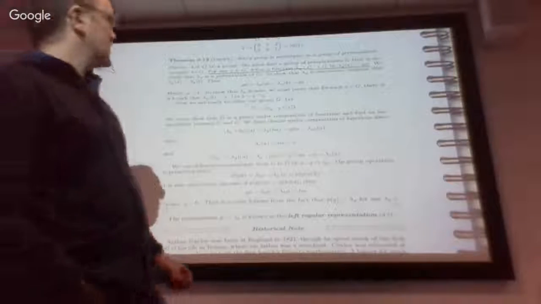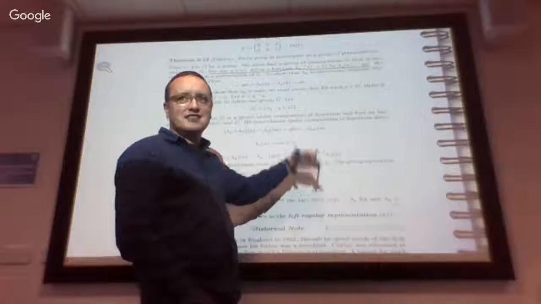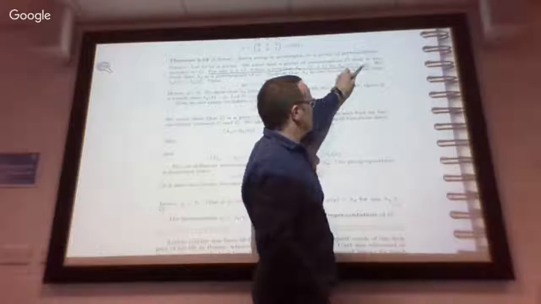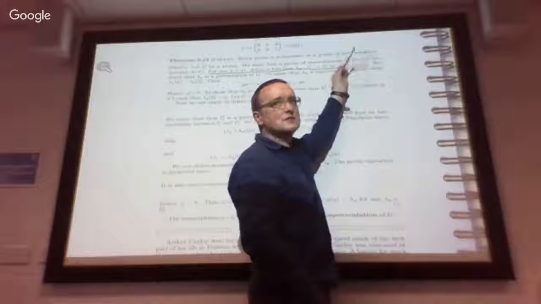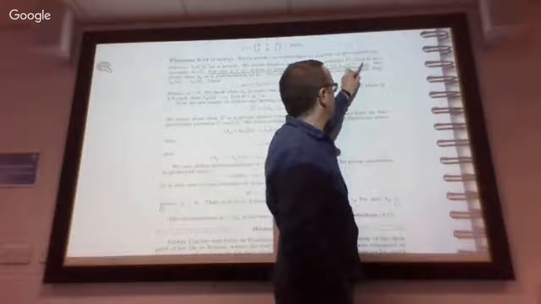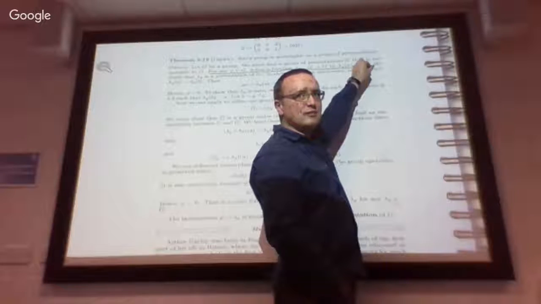Left regular: you could set up this whole machinery where instead of multiplying the element A by G on the left, and why are we multiplying on the left? Just because we decided to. You could equally well run this whole argument by instead considering the permutation where you multiply A on the right by G. That would be the right regular representation.